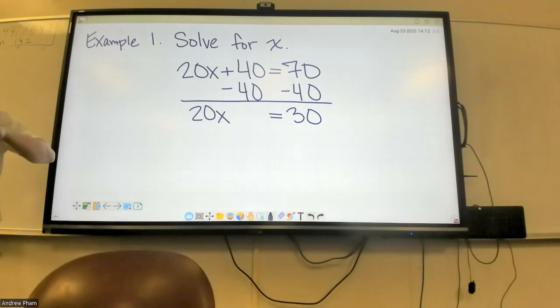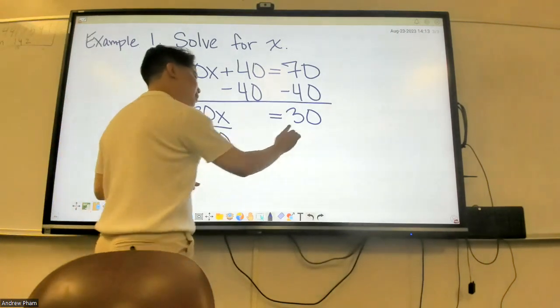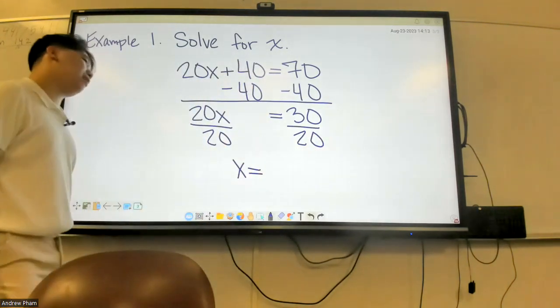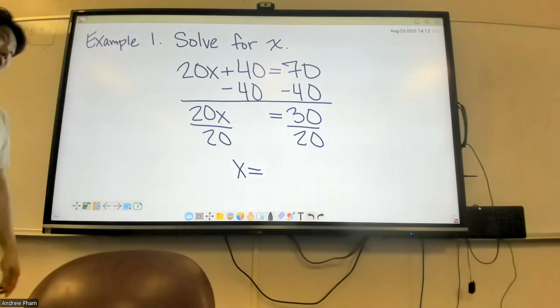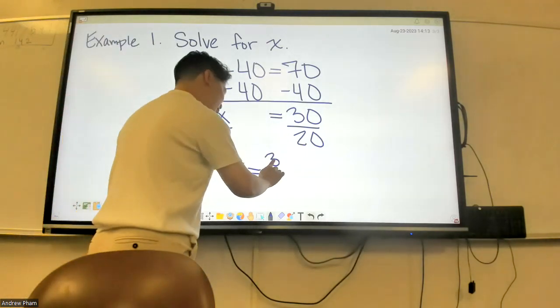So again, I want x alone, but right now I don't have x. I have 20 times x. So times 20 is right there. So I need to do the opposite of multiplying by 20, which is dividing by 20. So I'm going to divide by 20 on the left and the right, giving me x is equal to, someone tell me what's 30 over 20 cleaned up? 3 over 2.